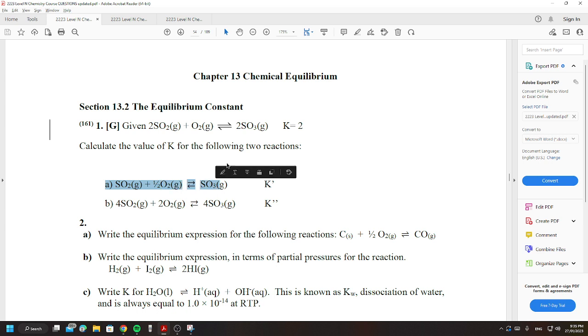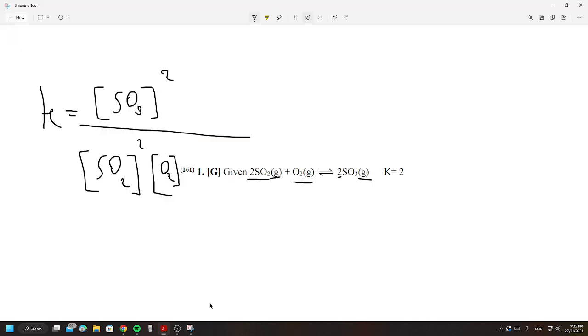Now, in part A, they want us to find K for this reaction. As we can see, let's see the difference between this reaction and this one. We can tell that the coefficients were all divided by 2. So, 2SO2 divided by 2 is just SO2. O2 divided by 2 is half O2, and 2SO3 divided by 2 is just SO3. So the formula will look something like this, right? So originally the K was 2, right? For this, let me just write it down real quick.